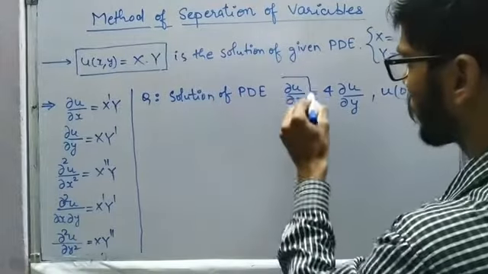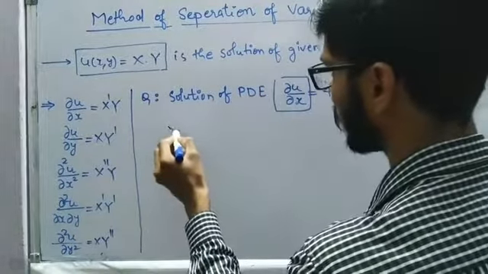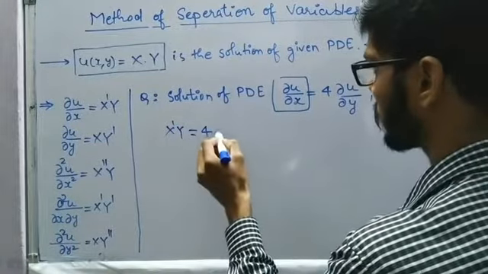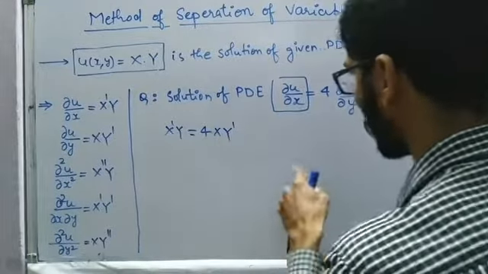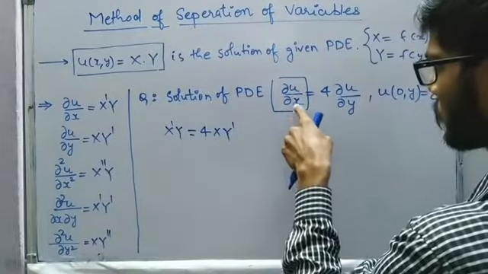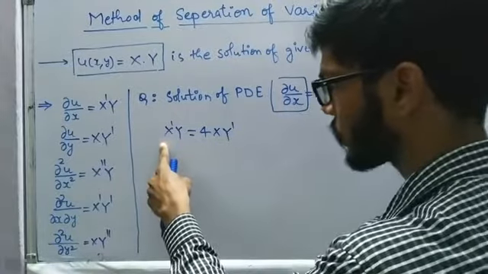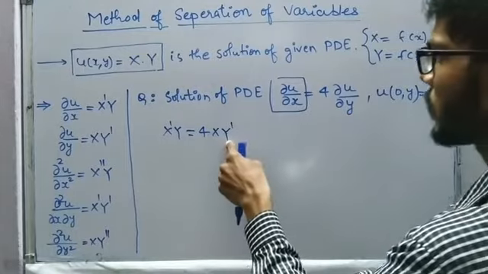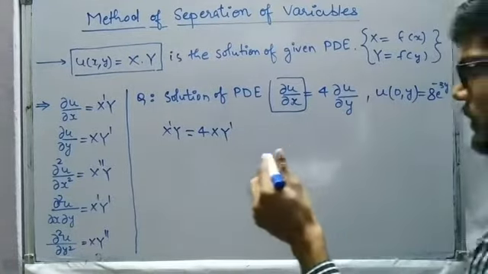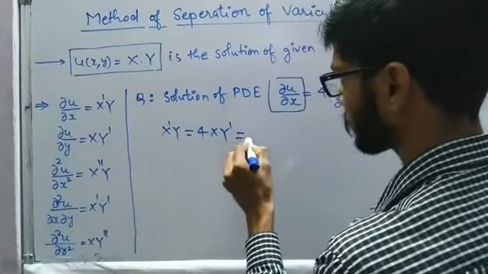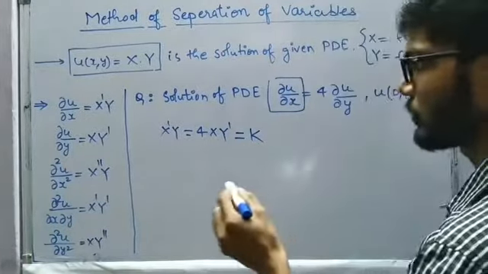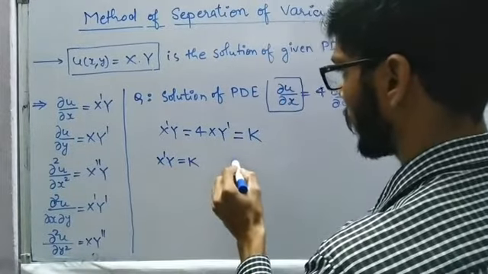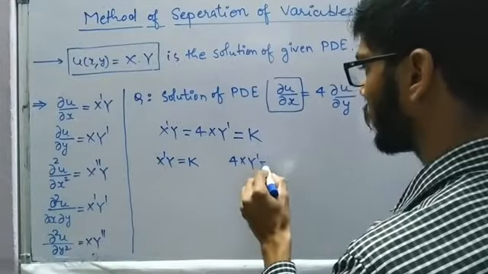So dou u by dou x we can substitute as X dash Y, and dou u by dou y we can substitute as X into Y dash, because in partial differentiation of u with respect to x only the variable x is differentiated, and in partial differentiation with respect to y only the variable y is differentiated. So let us assume it as k. So we have X dash into Y is equal to k, and 4 X Y dash is equal to k.